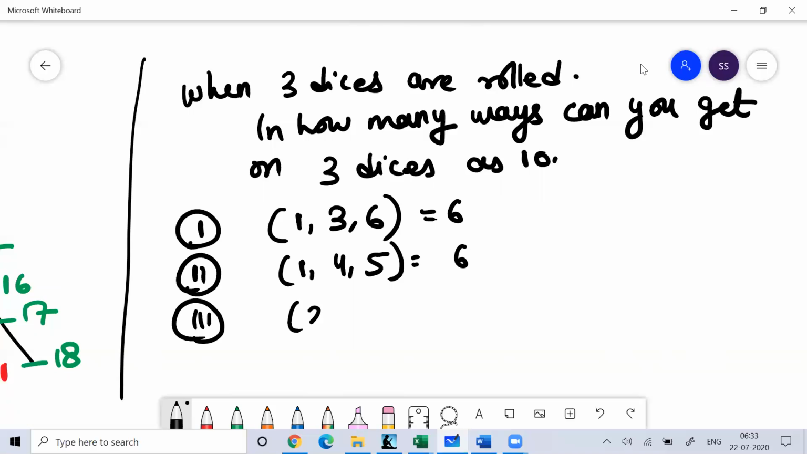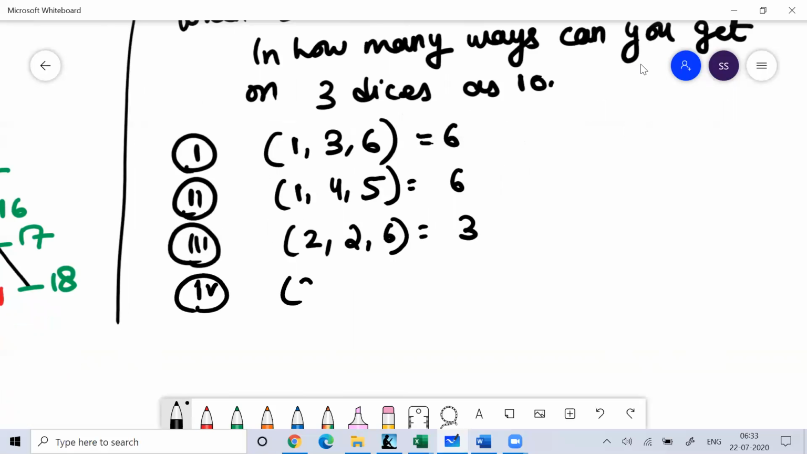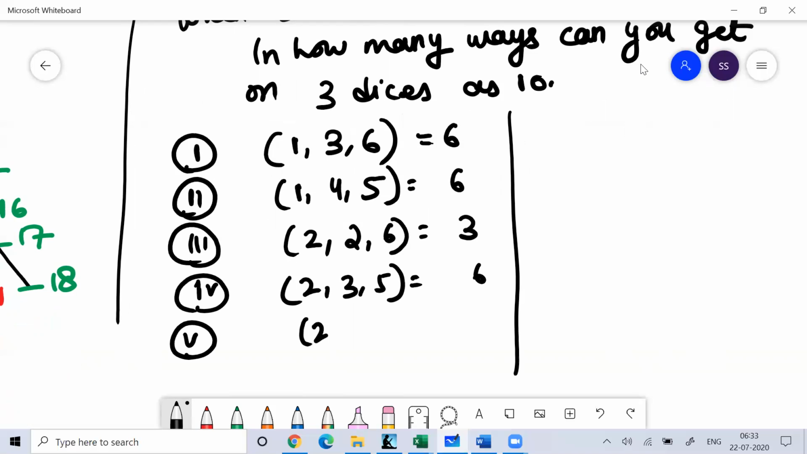Now if I talk about 2: 2, 1, 2, 1, 3, 7, not possible. Then 2, 2, 6, which will be 3 cases, so you know 3 factorial by 2 factorial. Then I'll think about the next case. That can be 2, 3, 5, which would be 6 cases. Then it can be 2, 4, 4, and the total number of cases will be 3. Then 2, 5, no, because again the duplication is happening.